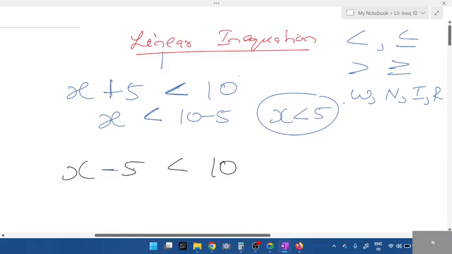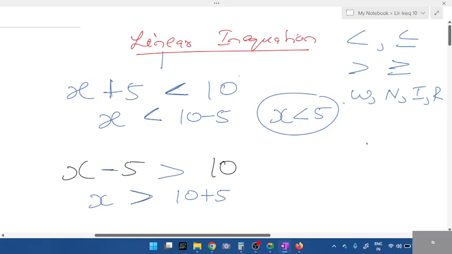Next. Same concept. Minus 5 goes to the other side. What do you get? Plus, I'll put greater than sign here. If minus 5 goes to the other side, it becomes plus 5. The sign will not change, students. Sign will not change. I'll tell you when the signs will change.